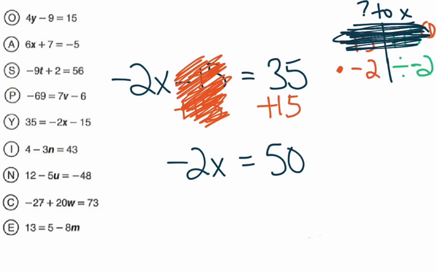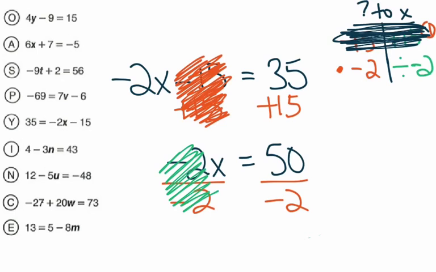The only thing left to do is divide by negative 2. So I'm going to divide each side by negative 2. And these 2s go away, and I'm left with x equals, and in your calculator, or maybe you know what it is, 50 divided by negative 2 will give you negative 25.